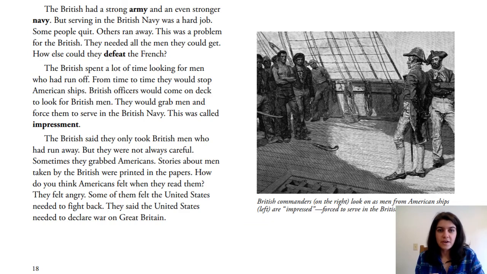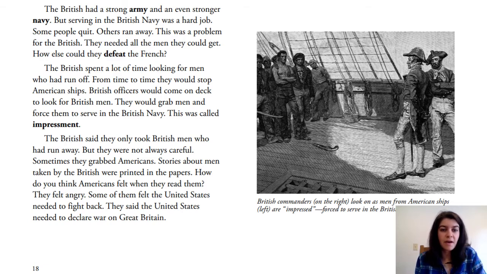Let's start reading to find out why did the British need all the men they could get. The British had a strong army and an even stronger navy, but serving in the British Navy was a hard job. Some people quit. Others ran away. This was a problem for the British. They needed all the men they could get. How else could they defeat the French? The British spent a lot of time looking for men who had run off.